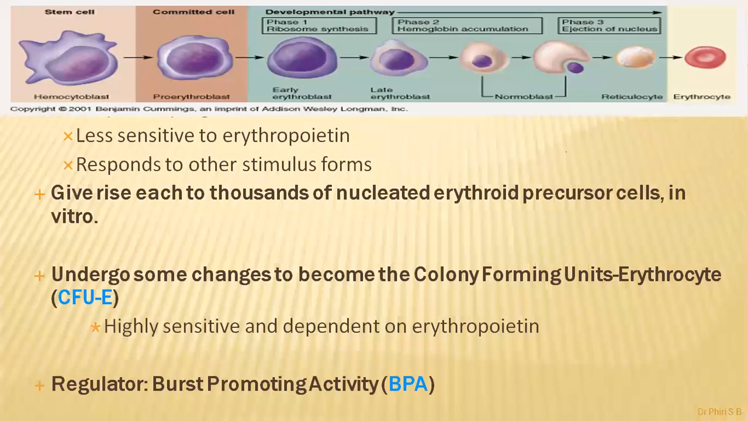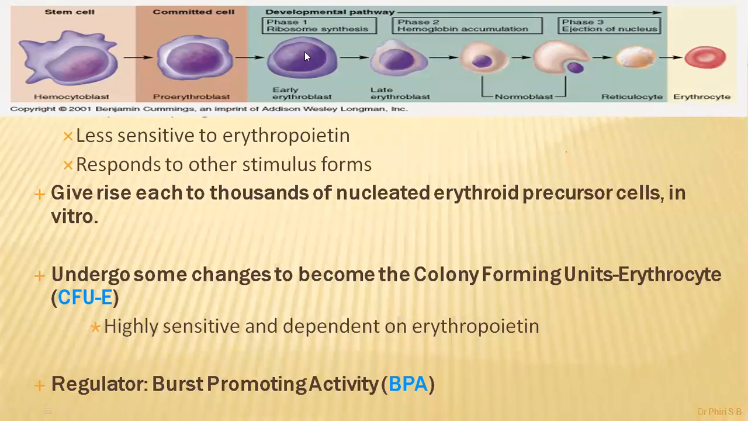On top here, you have the process of erythropoiesis. You can see the stem cell, which is also called the hemocytoblast. The hemocytoblast can be stimulated by those inducer factors to become a committed cell. This committed cell is called the proerythroblast. So it's committed to finally becoming red blood cells. Now these committed cells will start differentiating into other cells.